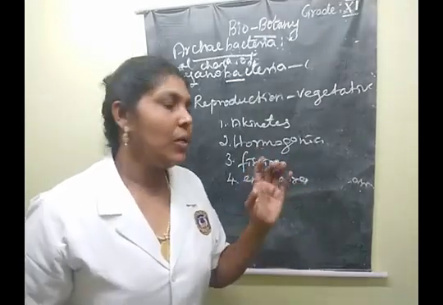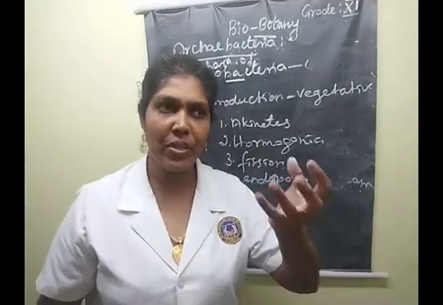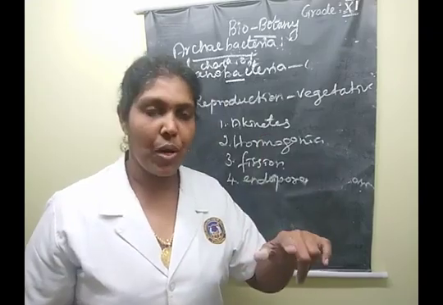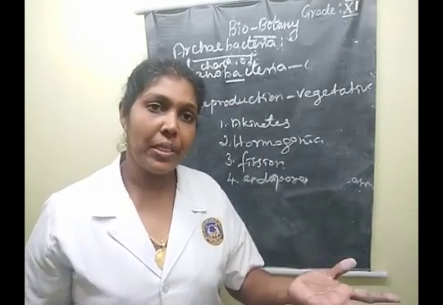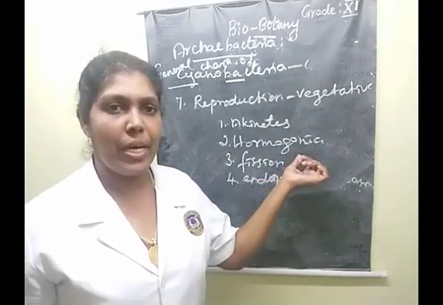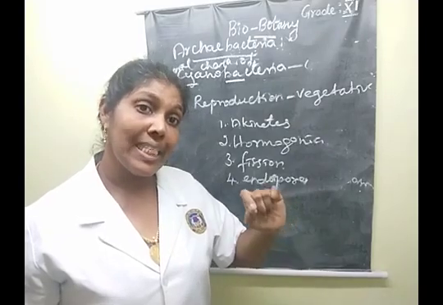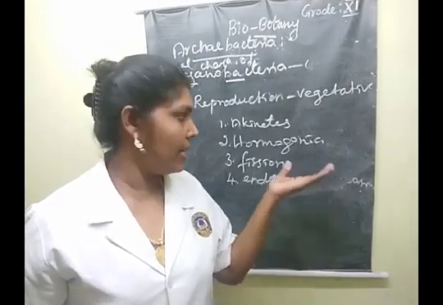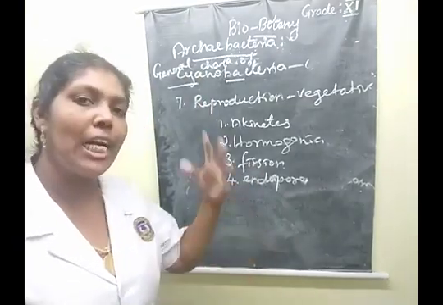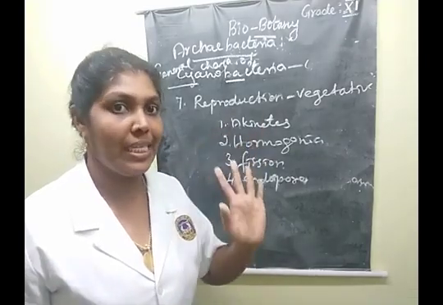Hormogonia means these reproductive vegetative cells, a filament type. First, this filament gets detached, separated from the parent one. After that, it produces the vegetative types. In that, cell division takes place. Then fission and endospore formation, we already learned in bacteria. You got a clear idea about that.